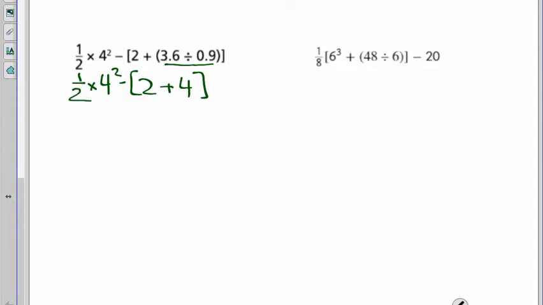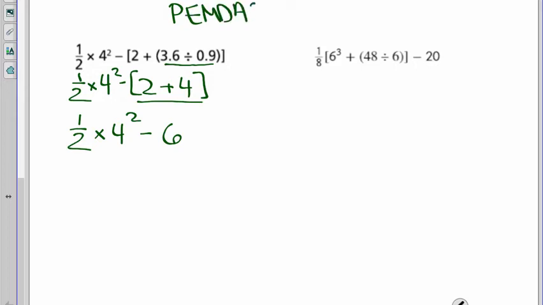And now I still have brackets, which are basically parentheses, so I'm going to do those next. Now all the parentheses are done. So I'm going to move down. Remember we have PEMDAS. And these are the same and these are the same. So I'm going to work to exponents.